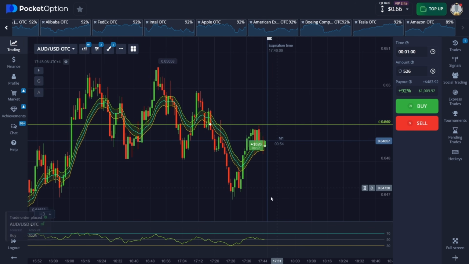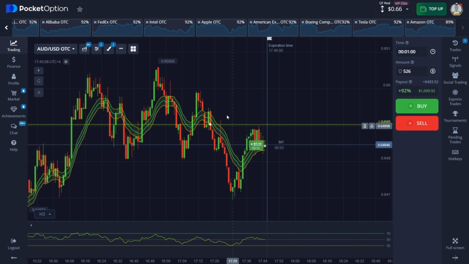I placed a trade for the upside move worth $526. As you can see, the candle closed near the envelope level and the RSI line also touched the 50 level. That's why I took this trade for the upside move.